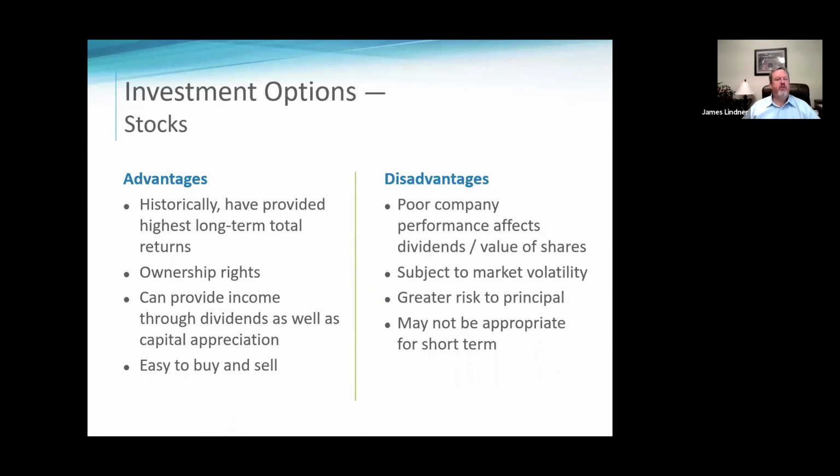So some advantages: historically, stocks have provided the highest long-term total returns. You get ownership rights. If you own individual stocks, you could actually vote. If you're in a mutual fund, you usually defer that over to the fund company to make those votes. They can provide income as dividends as well as capital appreciation. They're really easy to buy and sell as long as they're traded on the most common open markets. Disadvantages: you could have poor company performance that affects how you're going to produce there. But again, usually you're taking those risks, so those are still going to be higher than what you'd get in a low returning savings account. Subject to market volatility, of course.